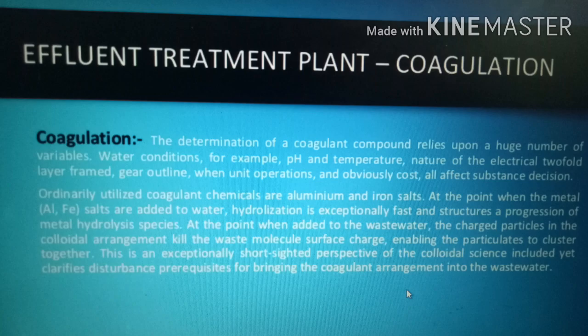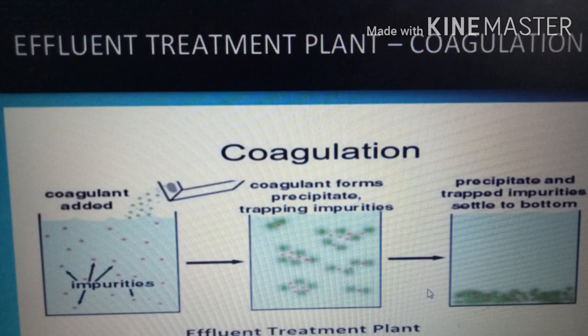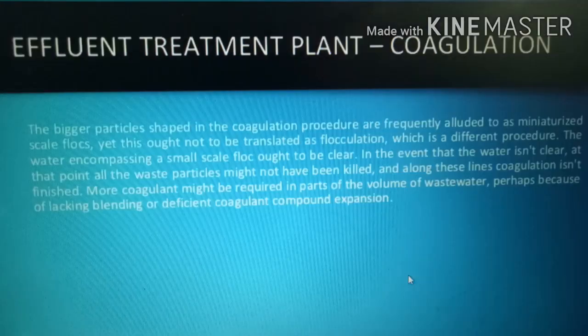And in a coagulation, the coagulant added forms a precipitate trapping impurities, and the precipitate with the trapped impurities settles down to the bottom. This is the coagulation process in an ETP, the effluent treatment plant. The larger particles formed in the coagulation process are often referred to as micro flocs. This should not be interpreted as flocculation, which is a different process.